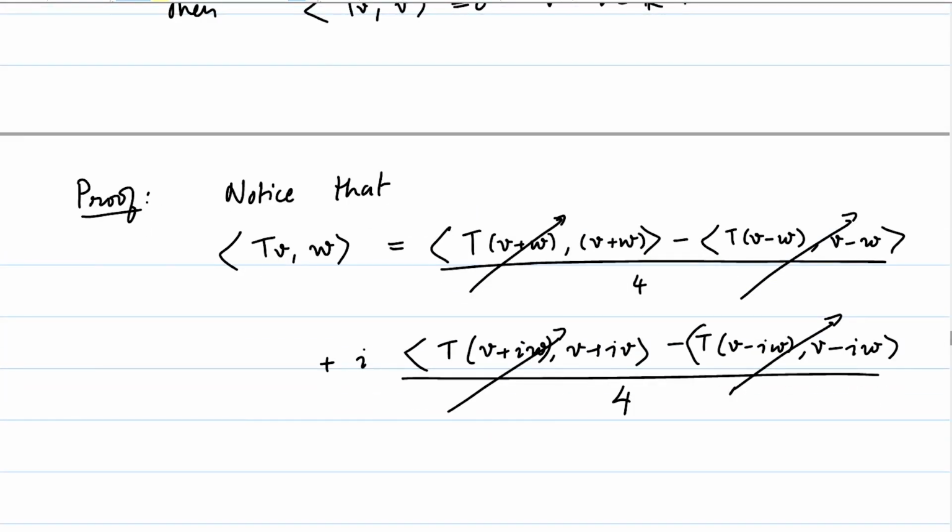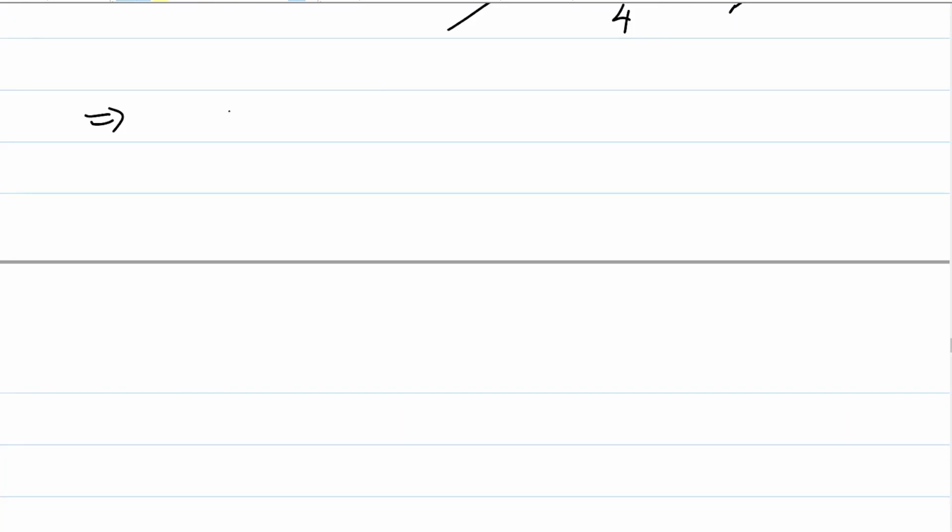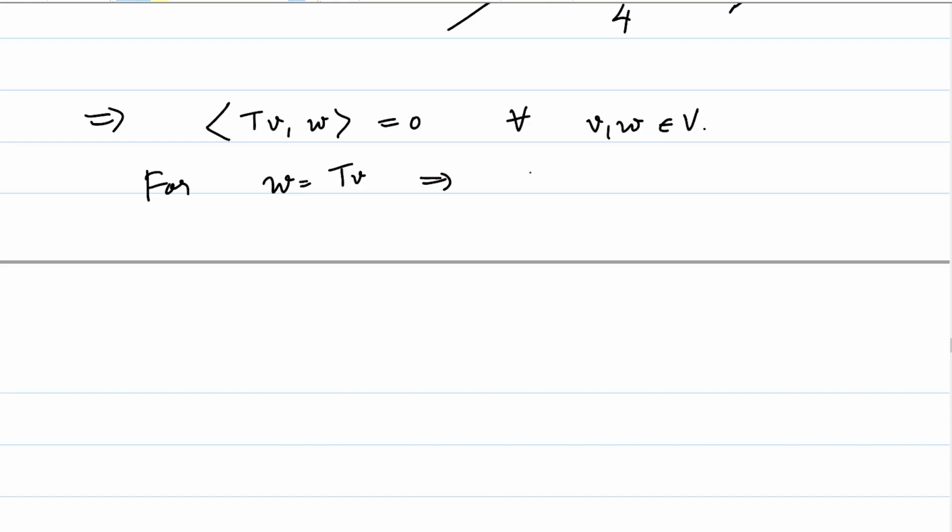But that would imply that the inner product of TV with W is equal to 0 for all V, W in capital V. But what do we know about the case when W is equal to TV? For W equal to TV, this would imply that the inner product of TV with itself is 0, which would imply that TV is equal to 0 for all V. That means T is identically equal to 0.